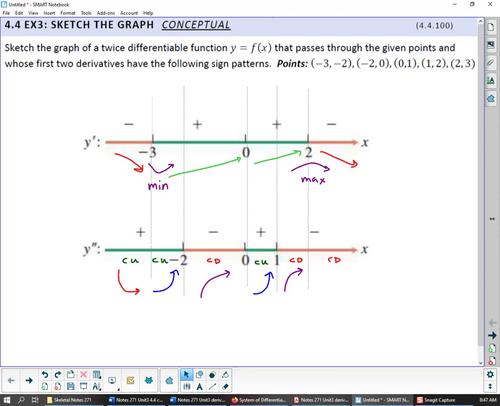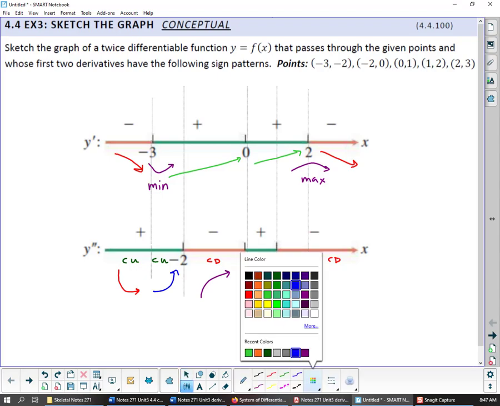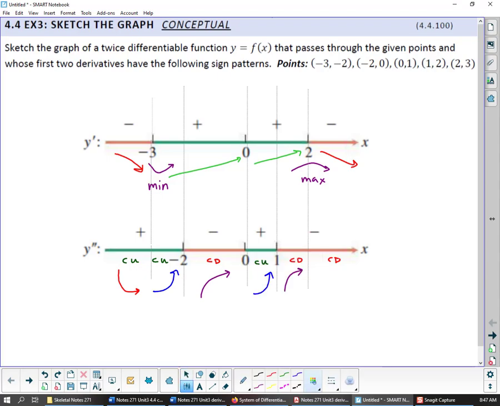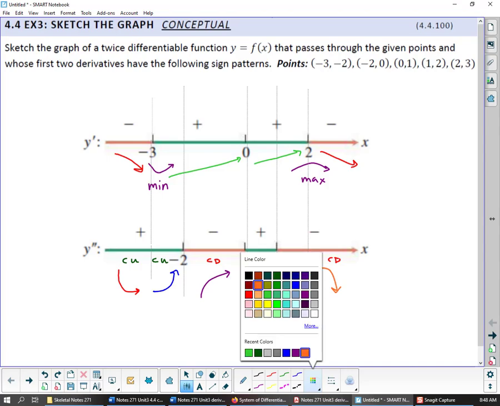And then our last region here, when we are greater than 2, you'll see the graph is decreasing and concave down. So what does decreasing concave down look like? It's the other half of that curve. We've got decreasing concave down. All right? So where the concavity changes, when we change from concave up to concave down, those represent inflection points.